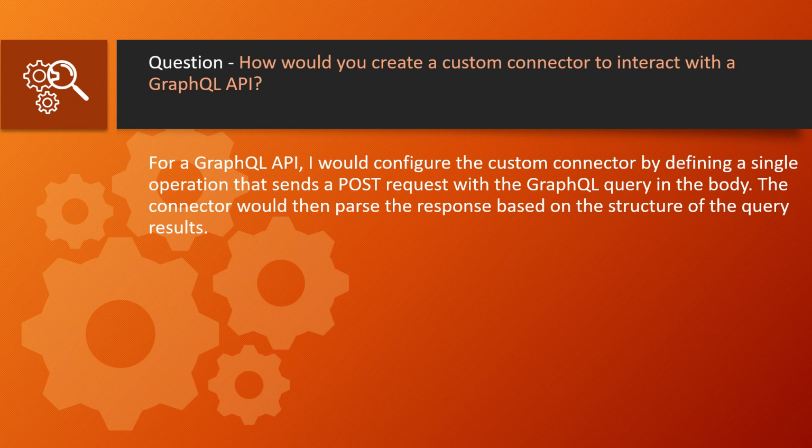How do you create a custom connector to interact with a GraphQL API? So for a GraphQL API, you need to configure the custom connector by defining a single operation that sends a POST request with the GraphQL query in the body. The connector would then parse the response based on the structure of the query result.